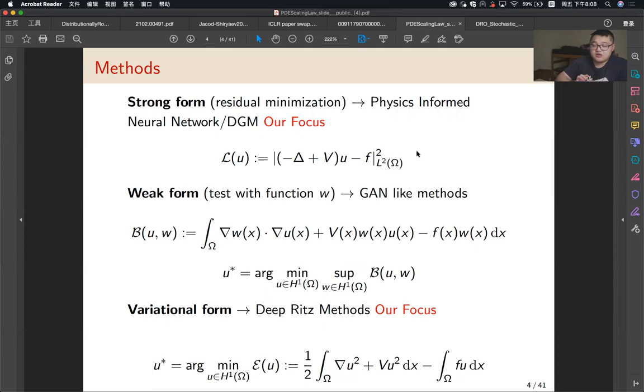But for the PDE problem, there is another different story, which is that you can use the variational form. If you want to solve the Laplace equation, then you can minimize the square of your gradients. This is called the Ritz method, or Deep Ritz method, and I will discuss the rate for the PINN and the Ritz method in my talk.